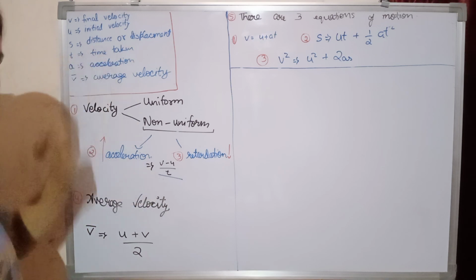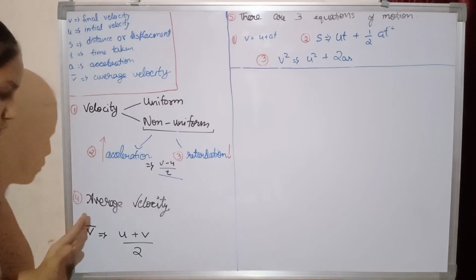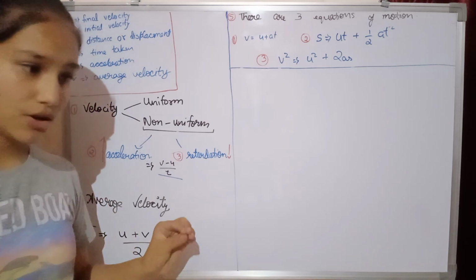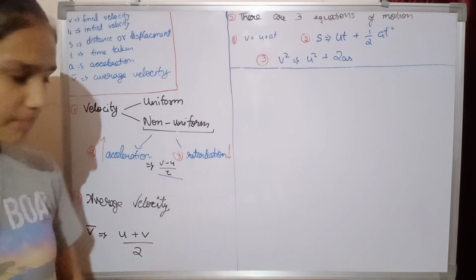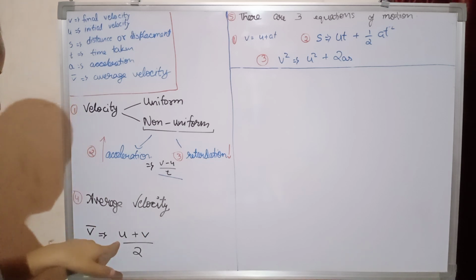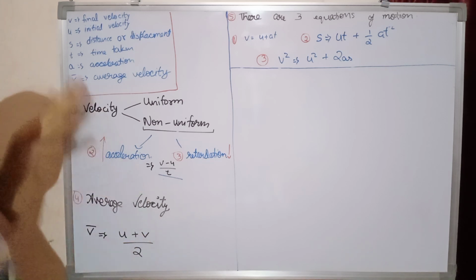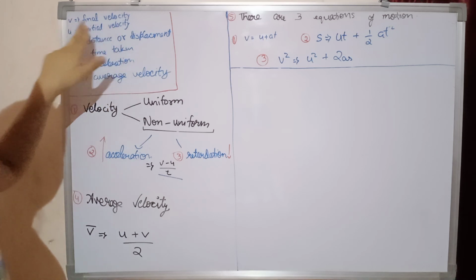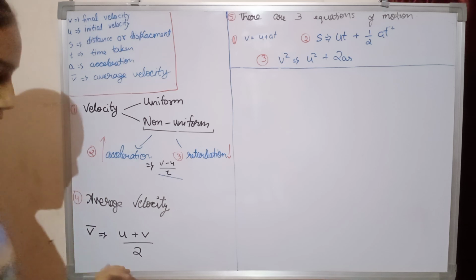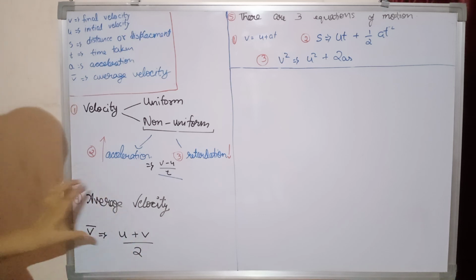Now, let us know what is average velocity. We know how to calculate average speed, which is total distance upon total time taken. Now, the formula of average velocity is (u plus v) upon 2. U is initial velocity, V is final velocity, then the sum of U and V upon 2 is the formula for calculating average velocity.